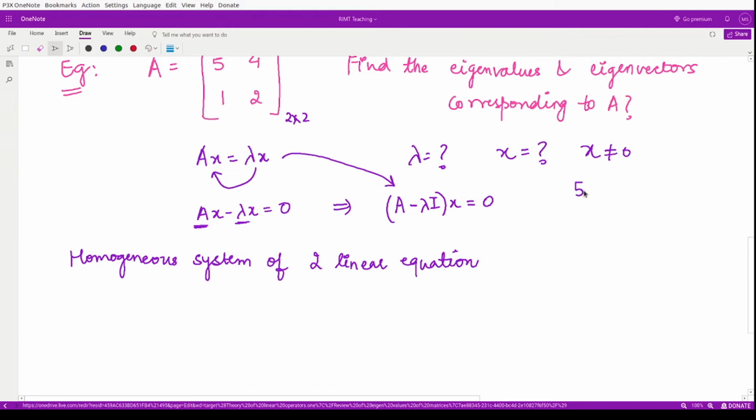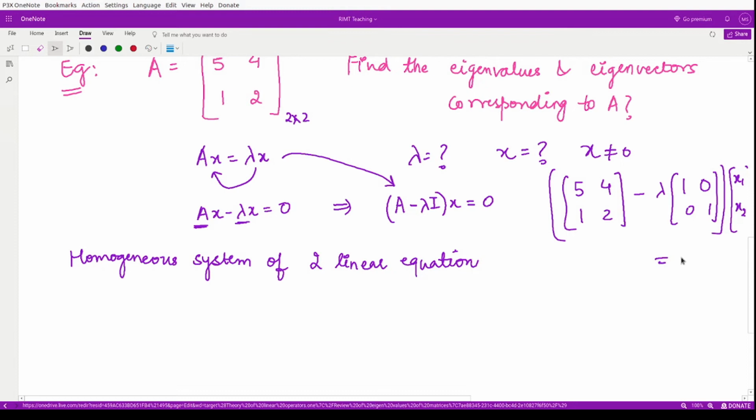So we will have 5, 4, 1, 2. This is your matrix A. Then you have minus lambda, the identity matrix 1, 0, 0, 1, right, multiplied by x. X would also be a 2 cross 2 matrix, so it would be x1, x2. That would be equal to 0, right? So this equation would lead you to this.